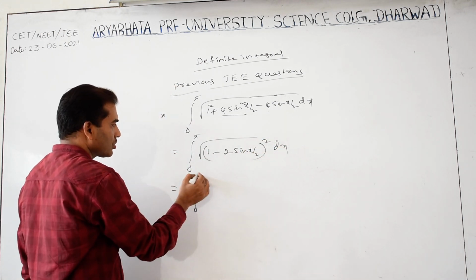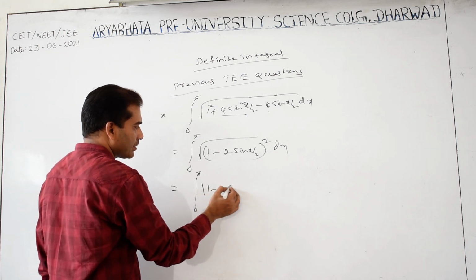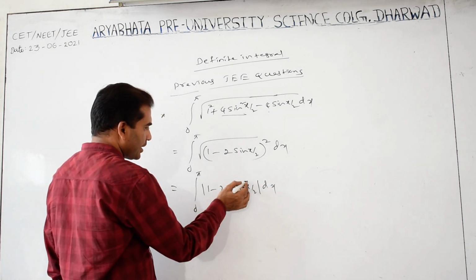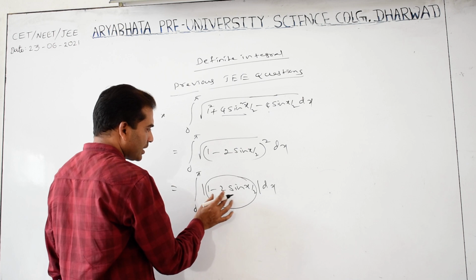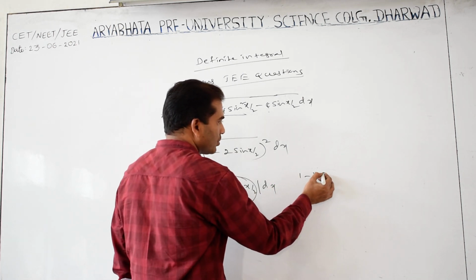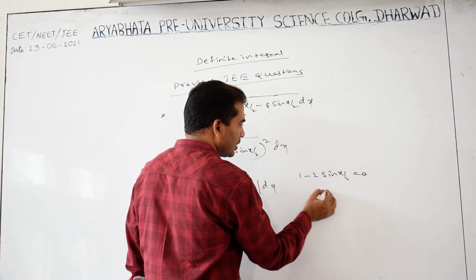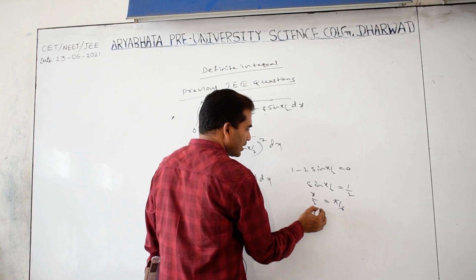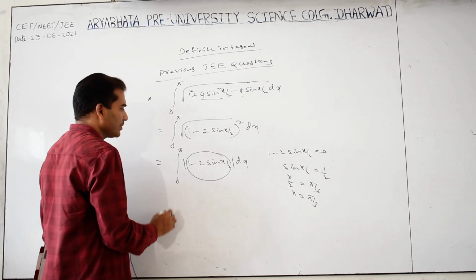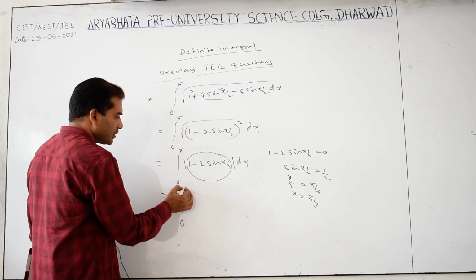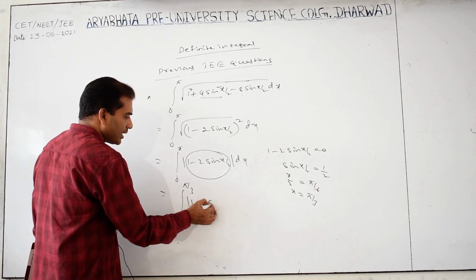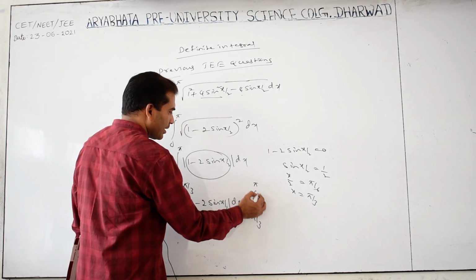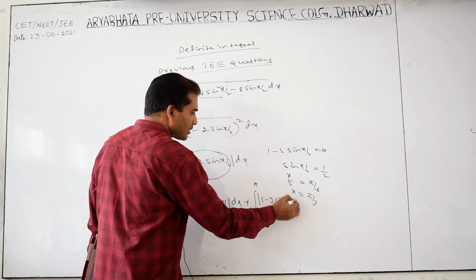So, root of x square is equal to mod x. When there is a mod inside, we should eliminate the mod. So, what is the turning point here? 1 minus 2 sin x by 2 equal to 0, sin x by 2 equal to 1 by 2, x by 2 equal to pi by 6, so x is equal to pi by 3. So pi by 3 is in this interval. Integration of 0 to pi by 3 mod of 1 minus 2 sin x by 2 dx plus pi by 3 to pi mod of 1 minus 2 sin x by 2 dx.